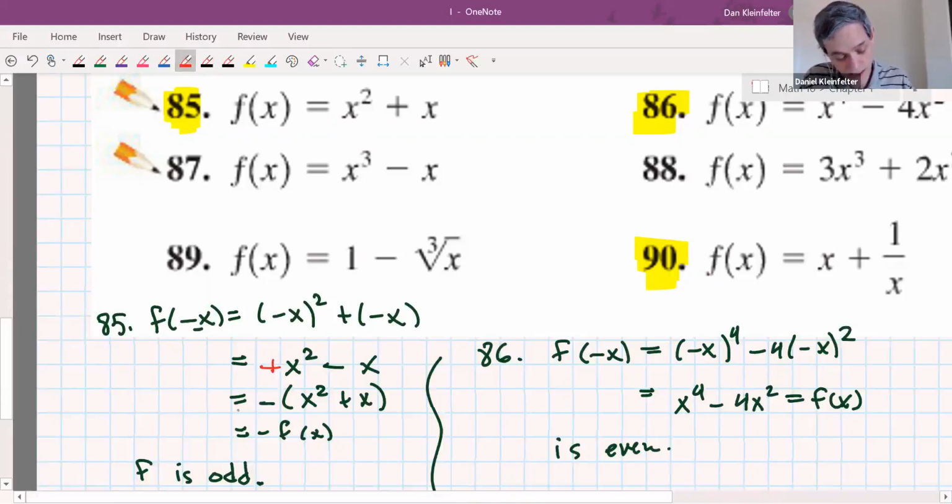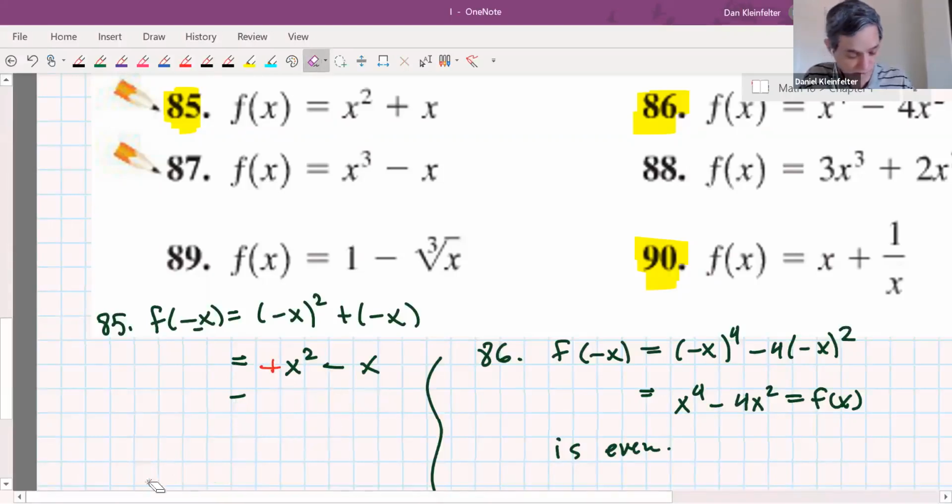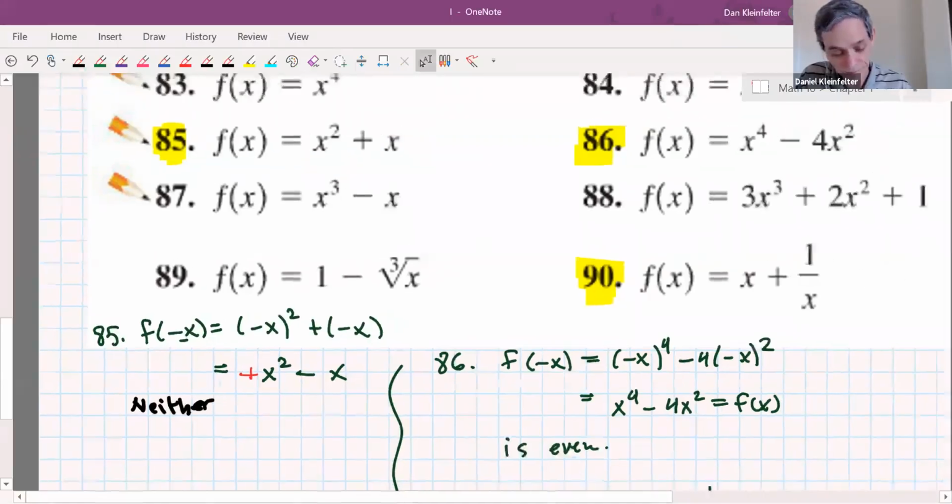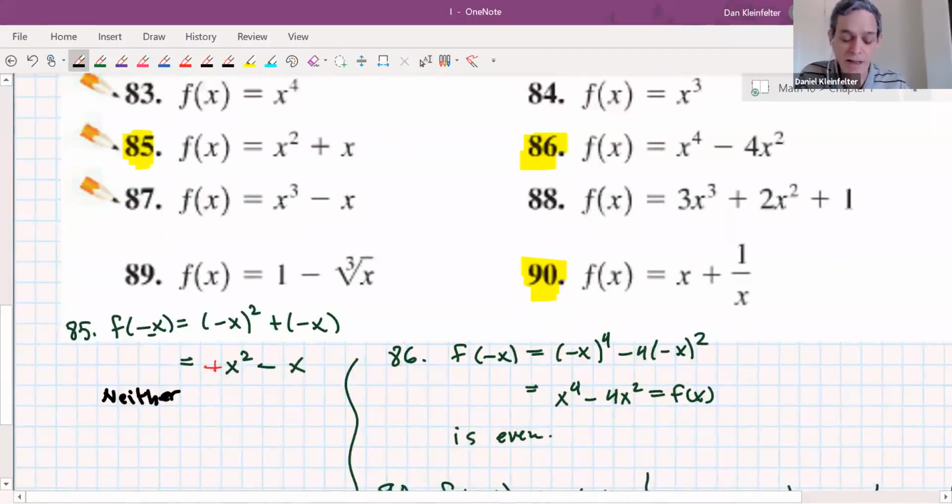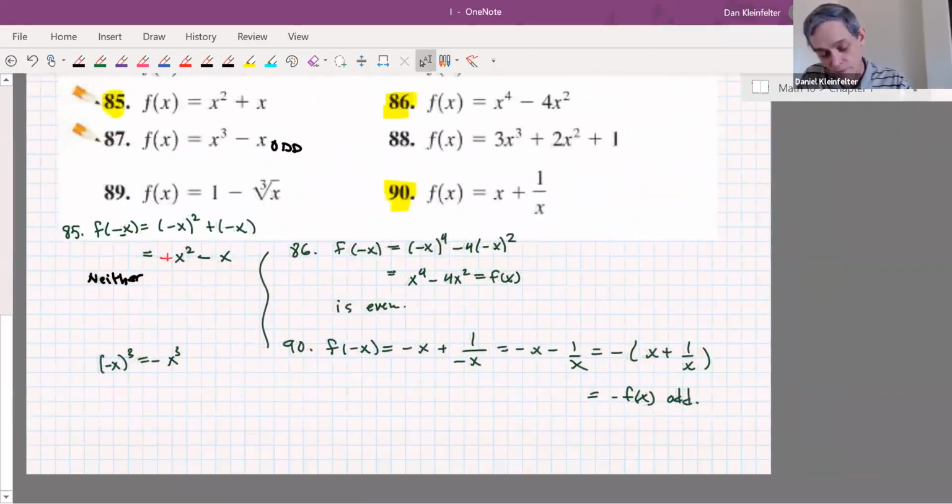And so actually the whole rest of it didn't come out the way that I expected. So this is x squared minus x. That actually makes this one neither, doesn't it? Okay, because it didn't end up f of x or minus f of x. So sorry about that, but it is fixed now. All right, so 87 will come out to be odd. I'll leave it to you to check that that's true.